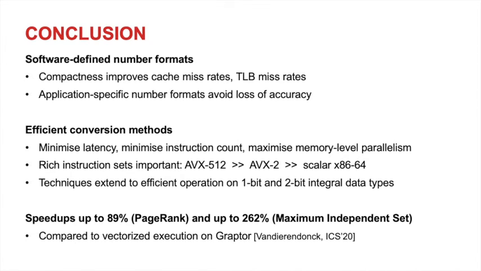The techniques we have proposed for floating point number conversion can also be applied in part to integer data types, especially if we look at 1 and 2-bit integral data types. We can achieve speedups of up to 89% for PageRank and up to 262% for the maximum independent set problem. This is compared to vectorized execution on Graptor.